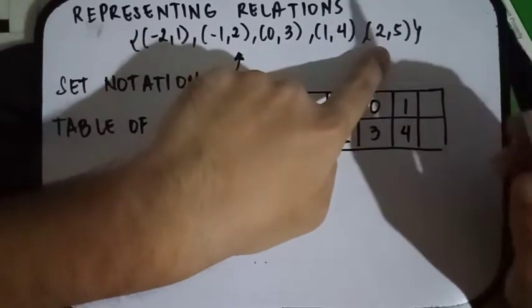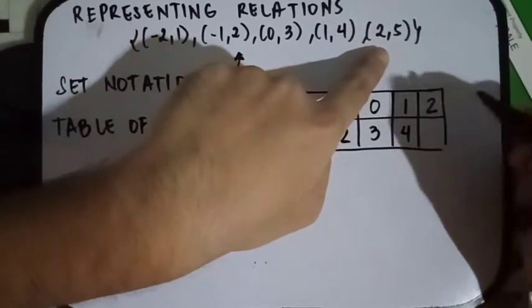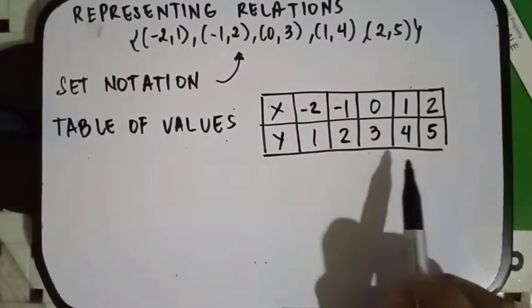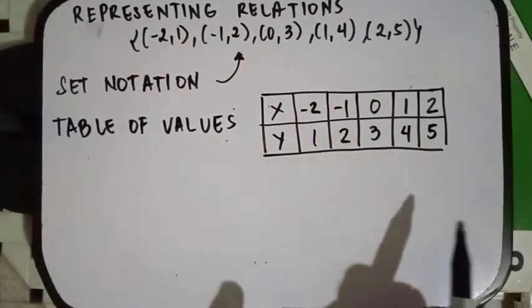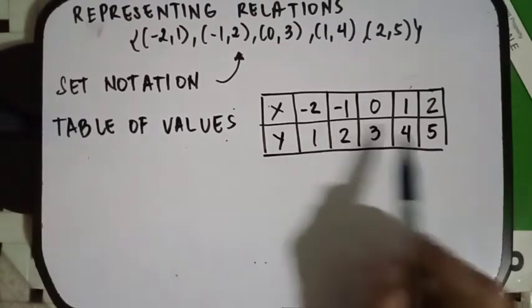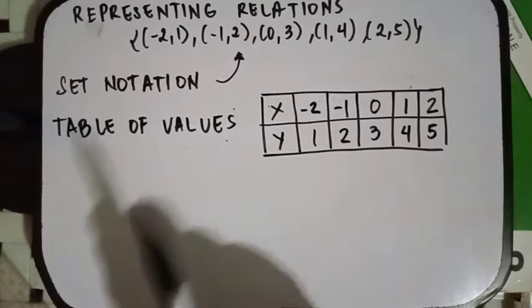Tapos lastly, sa 2, 5 naman, x is 2, y is 5. So, ito po yung relation in table of values. So, dito, malalaman agad natin yung domain at saka range ng relation.